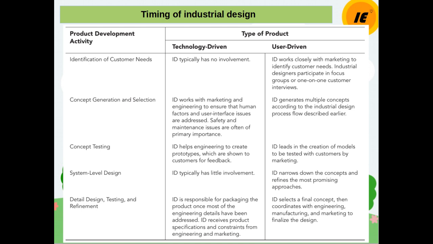In the second step of product development, which is called concept generation and selection, the industrial designer, in the case of a technology driven product, works with marketing and engineering to ensure that human factors and user interface issues are addressed. Safety and maintenance issues are often of primary importance.